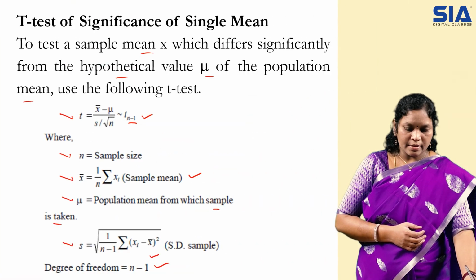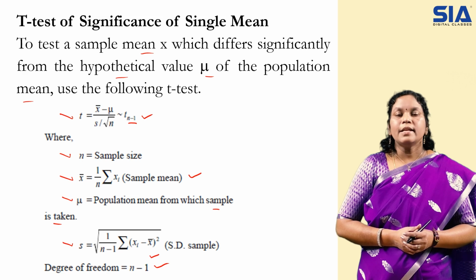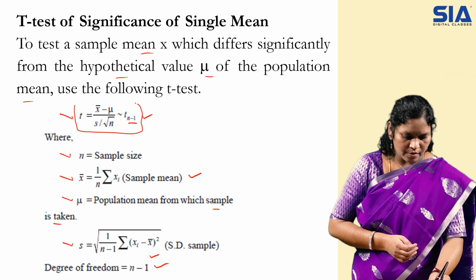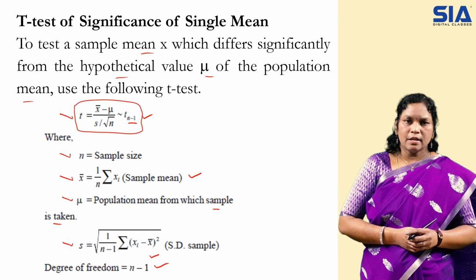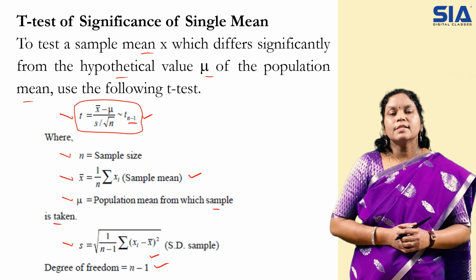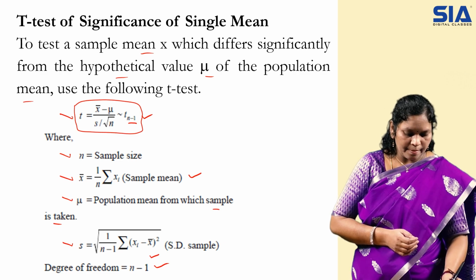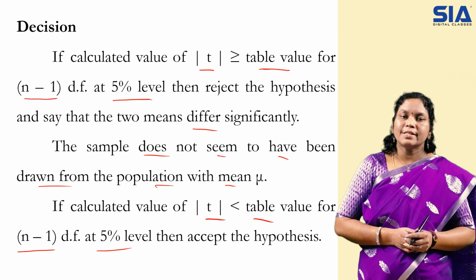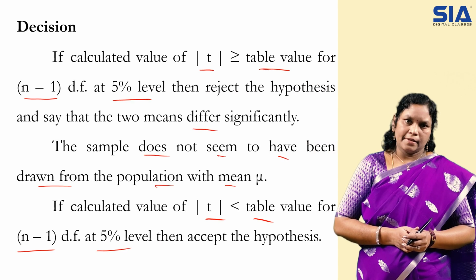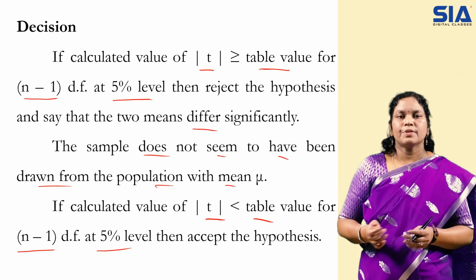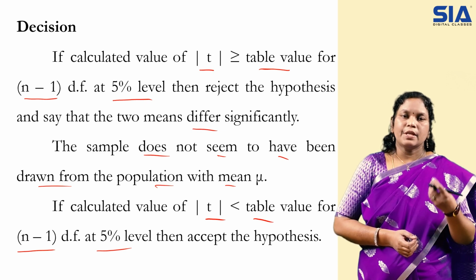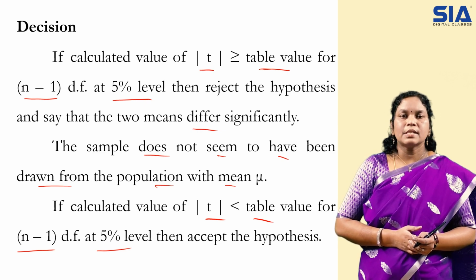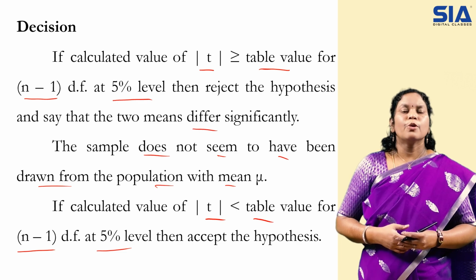So this is the formula and the concept of the t-test for obtaining the single mean. Because it's a small sample, we have n minus 1 degrees of freedom. According to the formula, we substitute the values and get a calculated value, and based on that we go for the conclusion, deciding whether to accept or reject the null hypothesis. So this is the concept of single mean in the t-test. Hope you have understood this session.